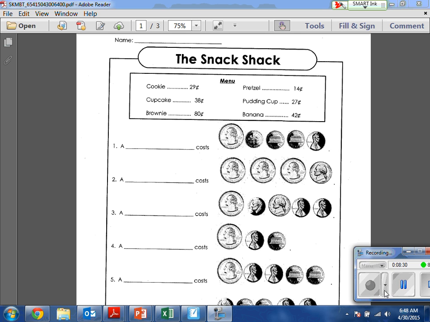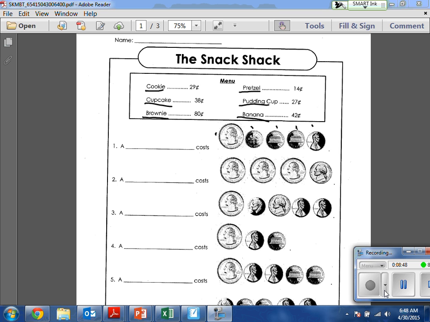Now, with this paper in front of you, what we're going to work on is looking at what different types of items cost. We have cookie, cupcake, brownie, pretzel, pudding cup, and banana. And you're going to notice right here we have some coin amounts.